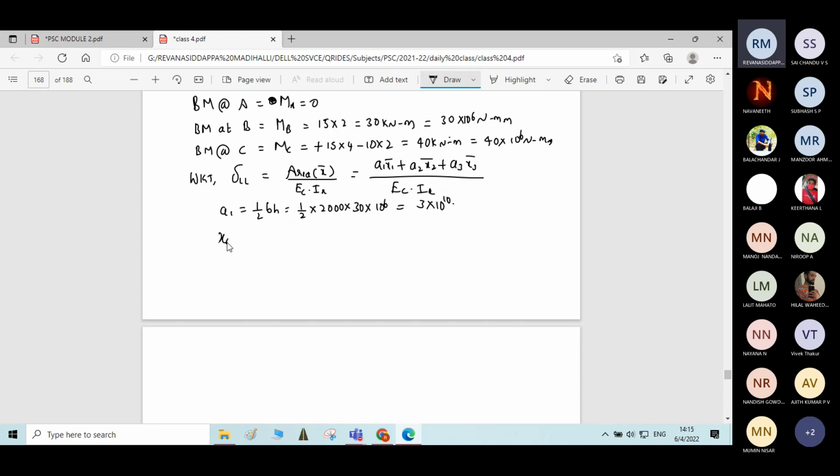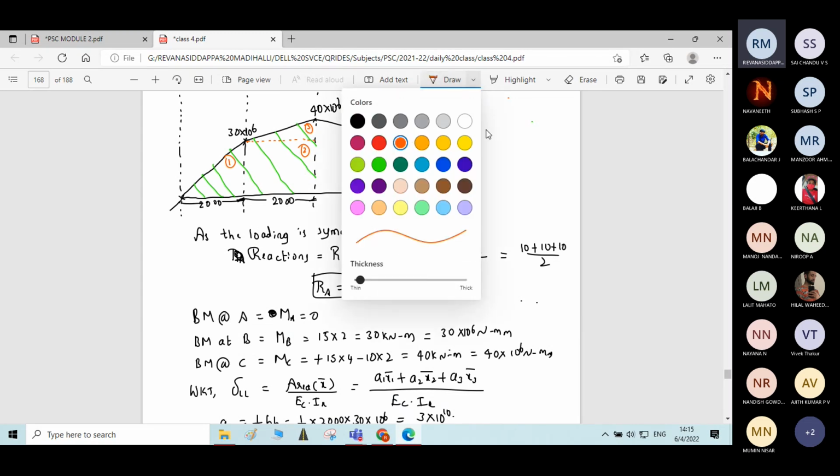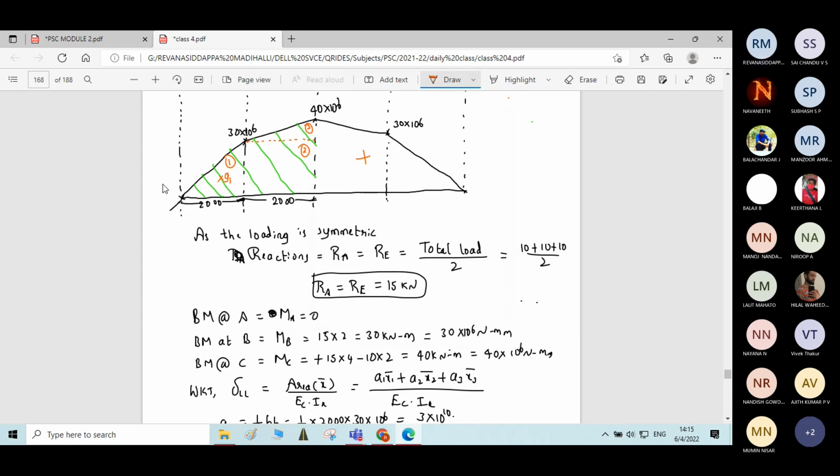Then coming to x1 bar, it is the distance of the centroid of component 1 from the nearest support. Similarly for component 2, the distance of the centroid of rectangle 2 from the nearest support is x2 bar. Similarly here, if you take G3 as the centroid of triangle 3, then x3 bar will be here.